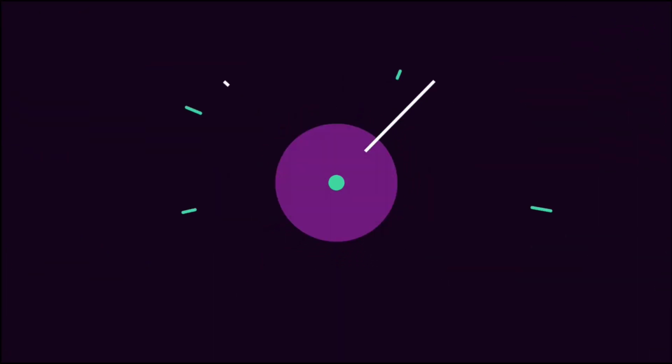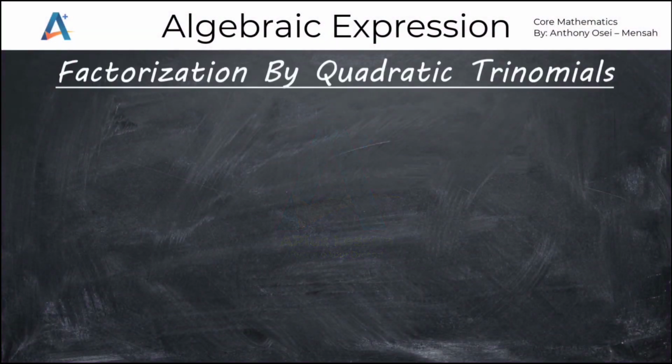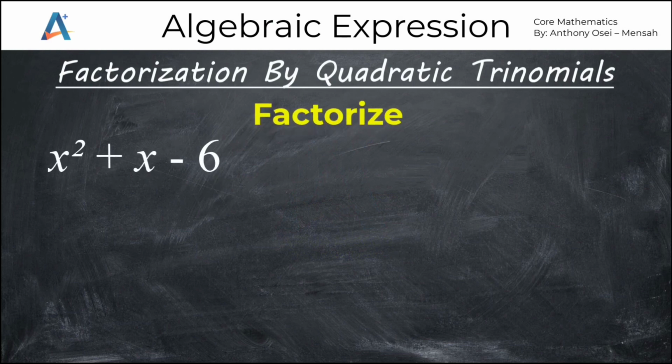And let's look at another question under factorization by a quadratic trinomial. The question says factorize x squared plus x minus 6. First of all, let's check and verify whether this expression is indeed a quadratic trinomial. A quadratic must have a term with power 2, and x squared is the squared term or the power 2 term.